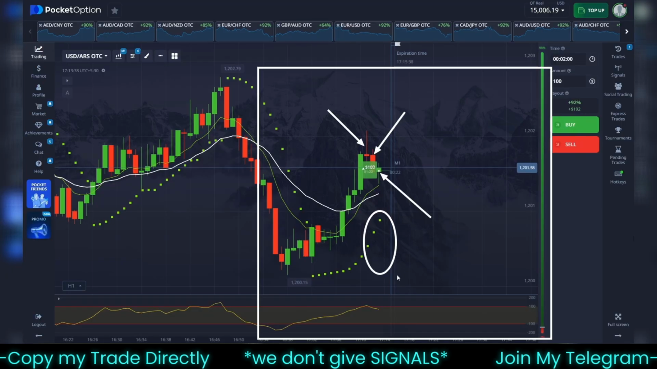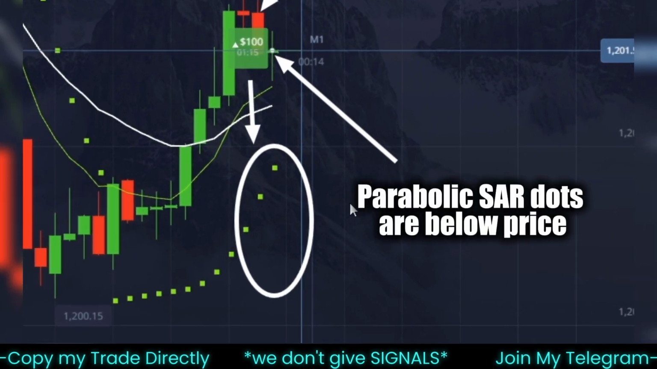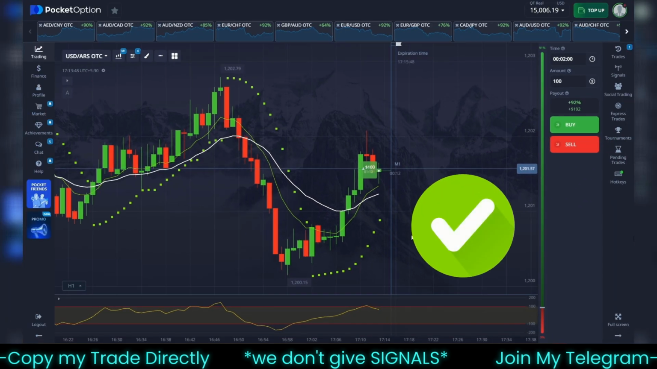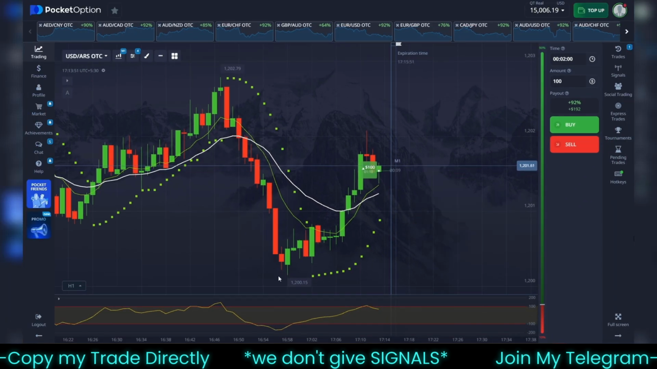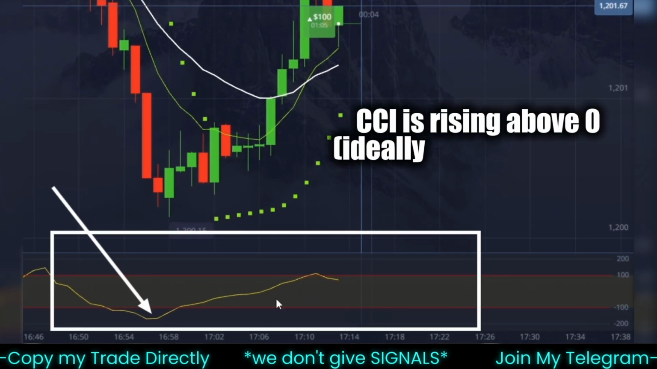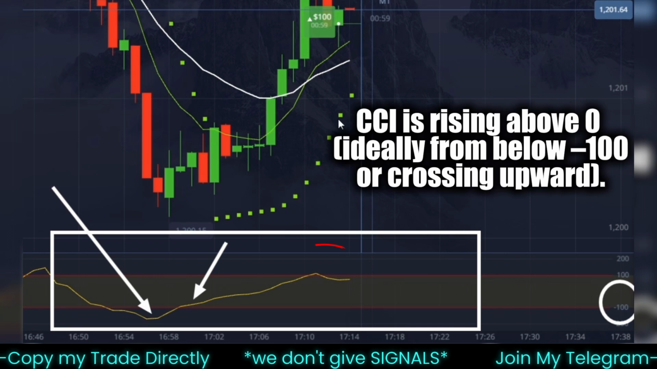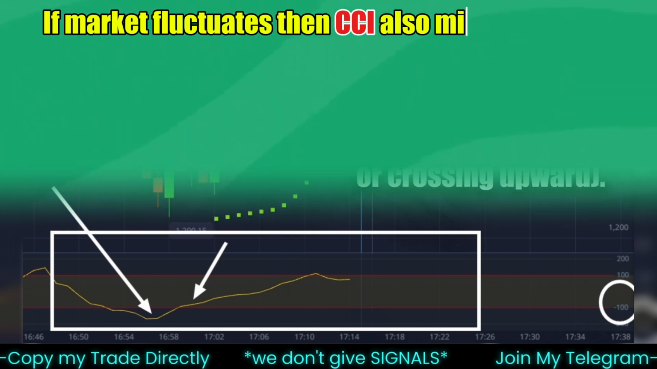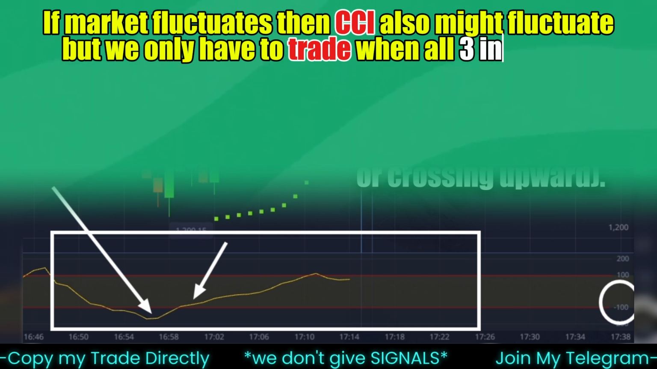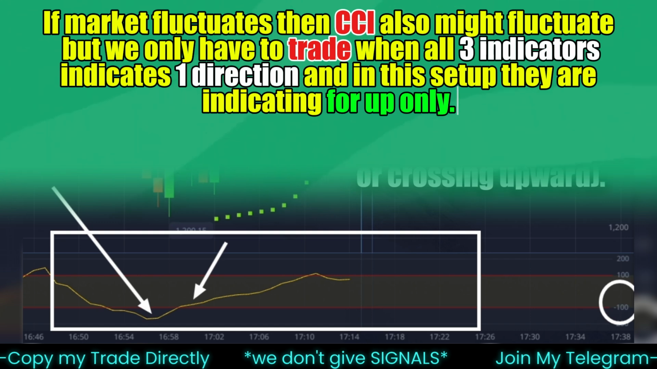As I told you, you have to take entry after a rejection candle for a better outcome. Now, as per the indicator, you can see the parabolic SAR dots are below the candle, which means our first thing is very clear: the pressure of buyers is in the market. After this, you can see that the CCI indicator is coming inside this -100 zone. So our second indication is also clear. Here CCI crossed a bit in the down direction, but a lone CCI can't be considered for a down entry. If the market fluctuates, then CCI might also fluctuate, but we only have to trade when all three indicators indicate one direction, and in this setup they are indicating up only.